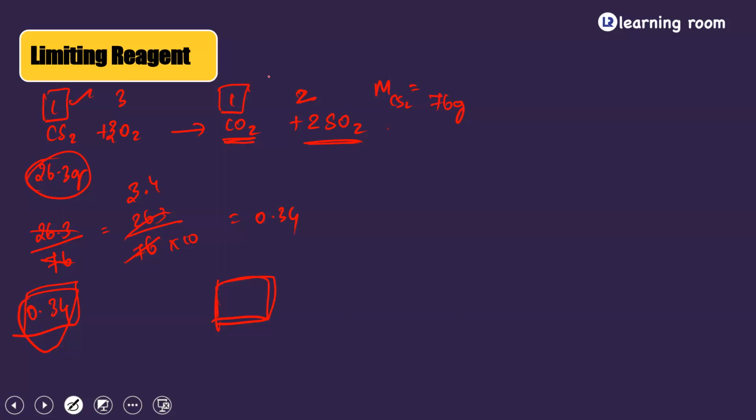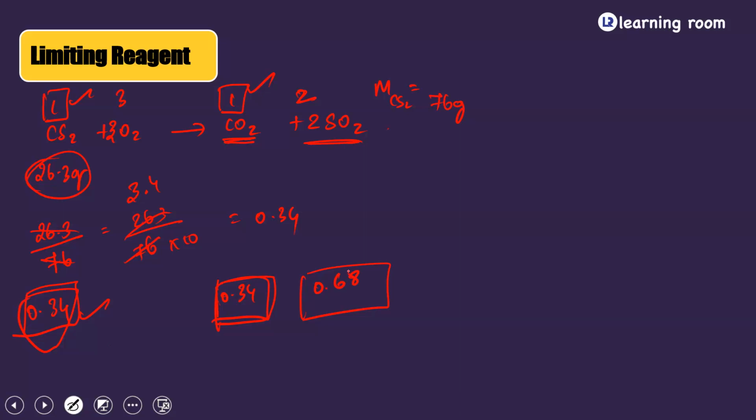இது 1 form ஆகுது. அப்ப இது 0.34. What will be the number of moles of sulfur dioxide formed? 0.34 into 2. That's it. That clear? It is 0.68. Is that clear to all of you?